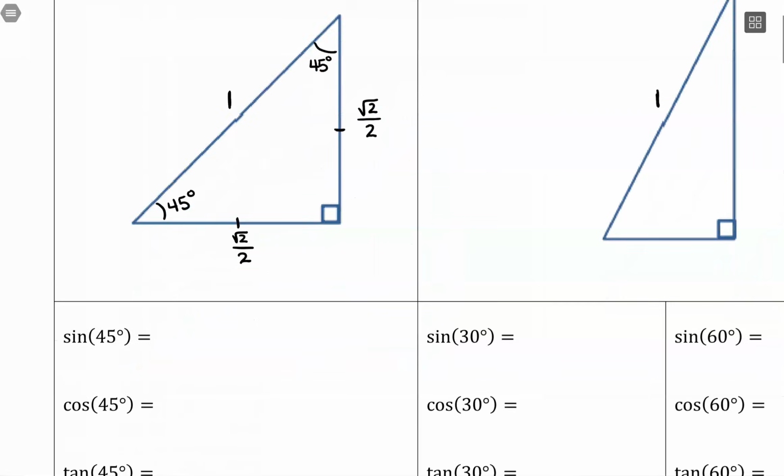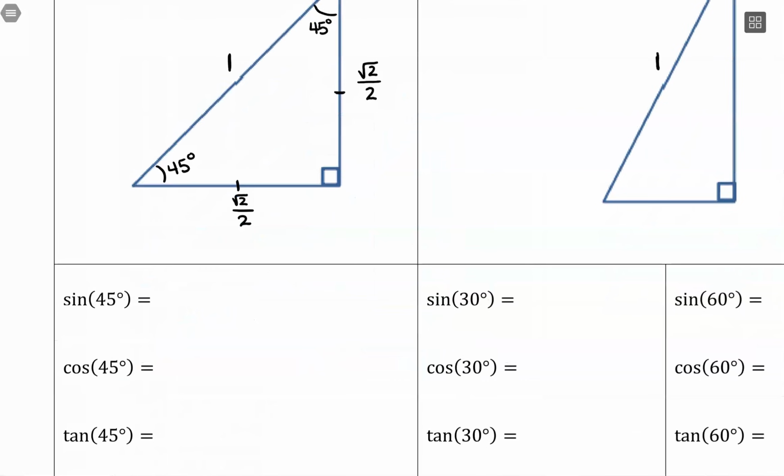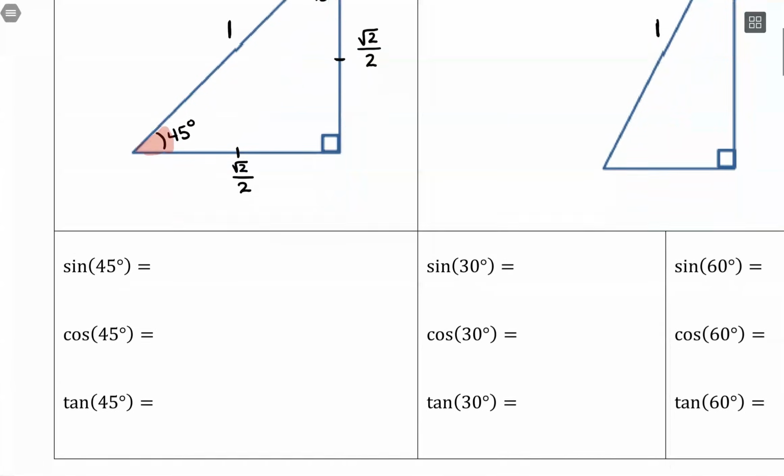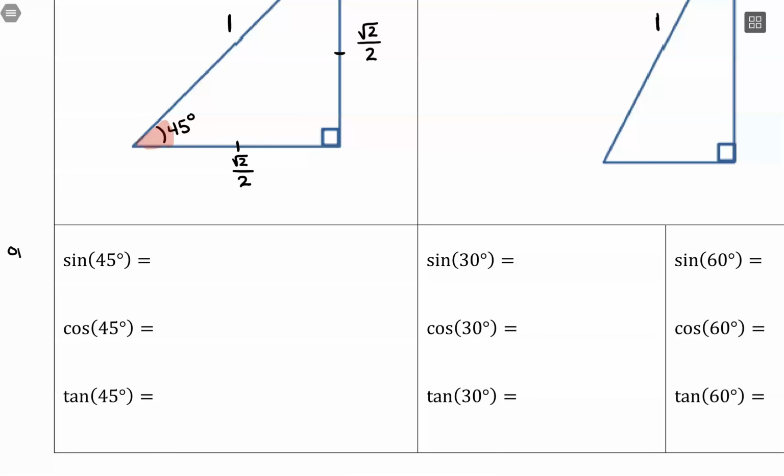So let's see how this applies to sine, cosine, and tangent. Now, in terms of 45 degrees, it doesn't matter which one we choose to be located at. We could use either 45 degree angle, it doesn't matter, since those side lengths are the same. So let's just go ahead and imagine that we're in this lower left-hand corner. So that's our location. Again, as a refresher, sine is opposite over hypotenuse.